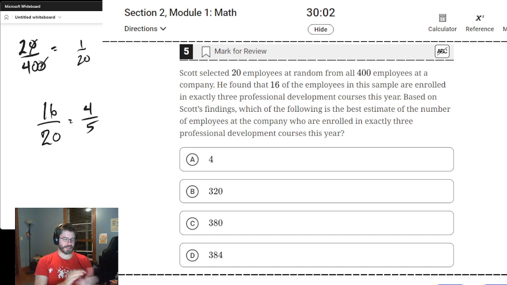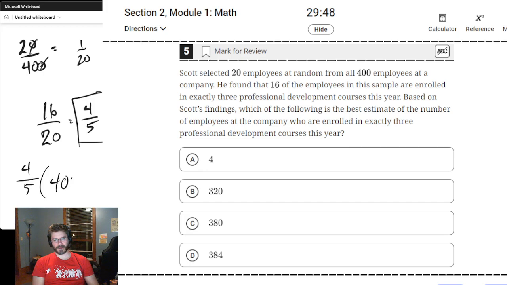And there's a couple ways to do this. Now that I've written both of these out, I'm going to change my tactic a little bit here. I've got my ratio of 4 out of 5. I'm going to go ahead and say 4/5 of the whole company, 400. And remember, when you're dealing with fractions and decimals and percentages, if you say of, that means multiply. Of means multiply. So 4/5 of 400, 4/5 of the employees. So 4 times 400 divided by 5.